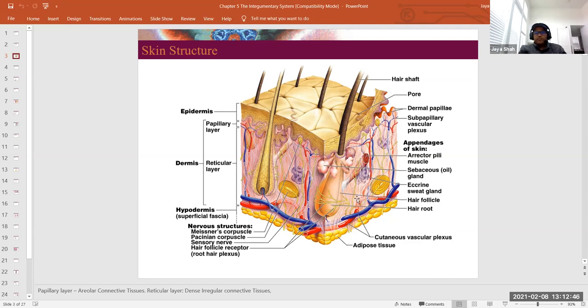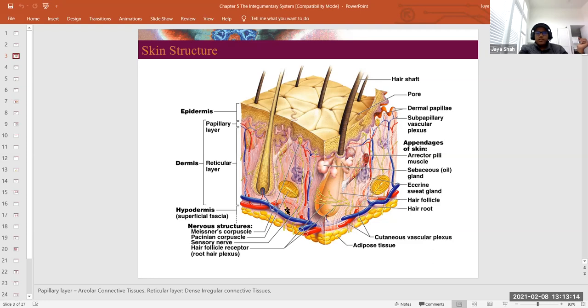Another structure in the dermis, just under the epidermis, you see here, this is a nervous structure and that is Meissner's corpuscles. This is a fine touch receptor. So when you touch here, this receptor gets activated and you feel the touch. This receptor is attached to the nerve fiber and then ultimately to the nervous system.